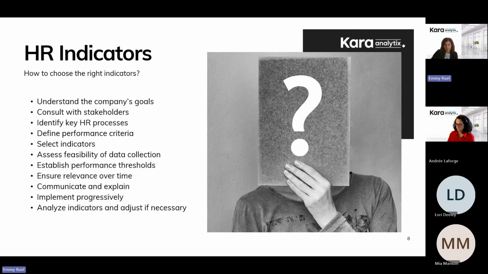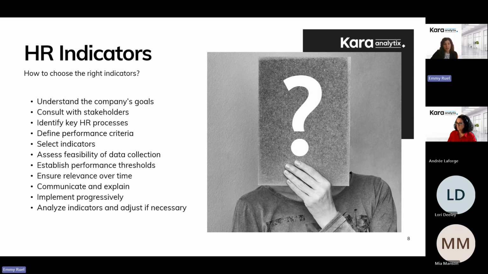In this 7th step, establish performance thresholds. So now you need to know when performance is satisfactory or when corrective action is required. In 8, regularly check the relevance of KPIs over time. Organizational needs evolve, so of course, your KPIs need to be adjusted accordingly.